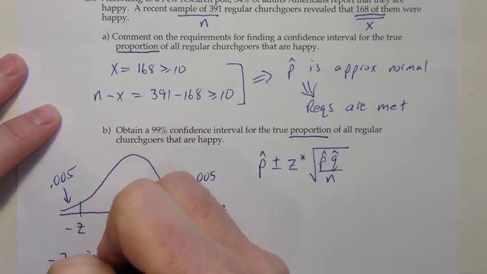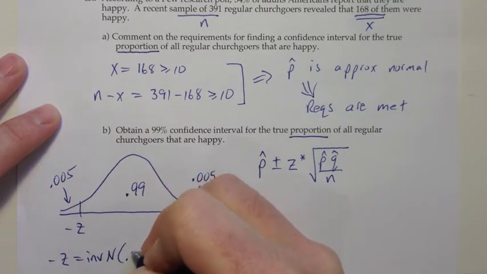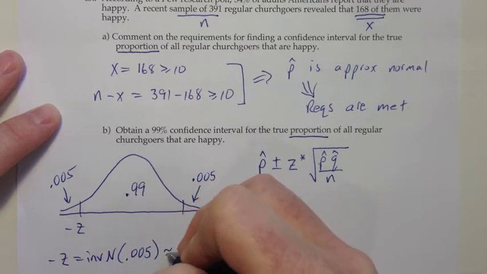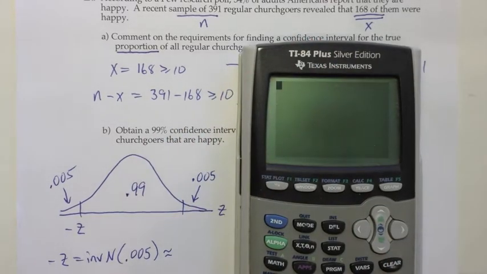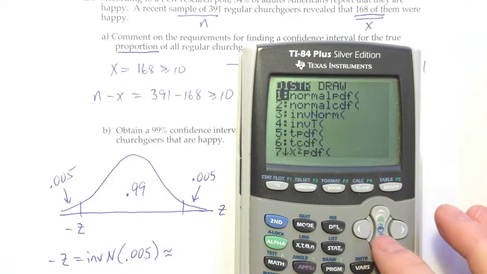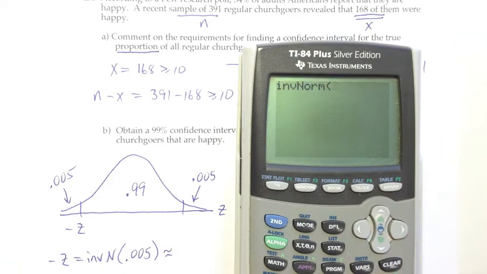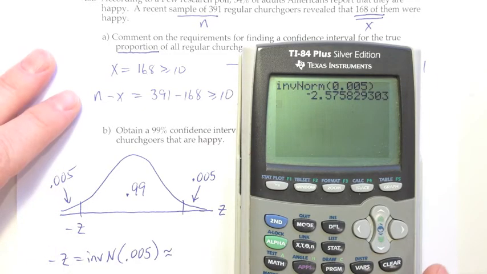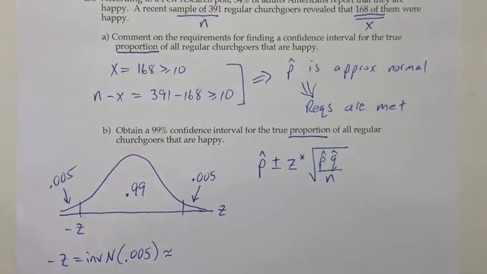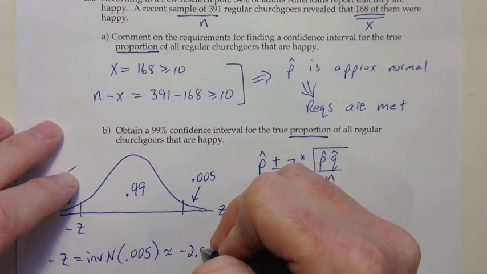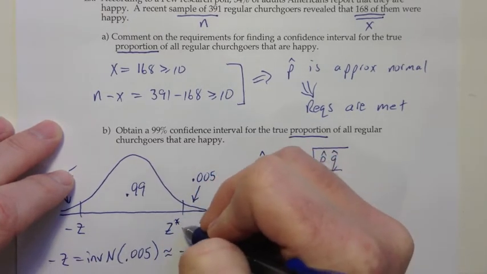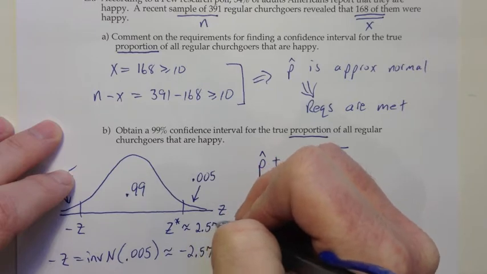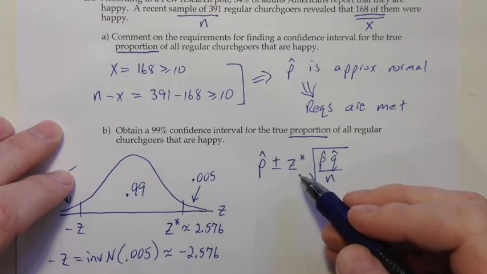Negative z would be found by doing inverse normal of the area to the left, which would be 0.005. So let me go ahead and bring in the calculator for that. I want to use the distribution menu, inverse normal, and we have 0.005 as the area in our tail, so that gives us negative 2.576. And that's actually the negative z-score over here, so the positive one, which officially is our z star, by symmetry would be 2.576. So I'm going to plug that in right there.